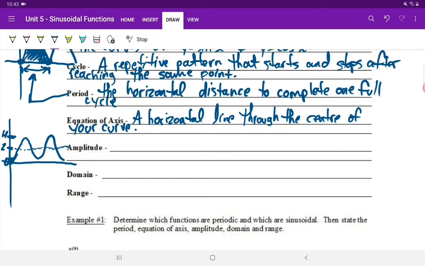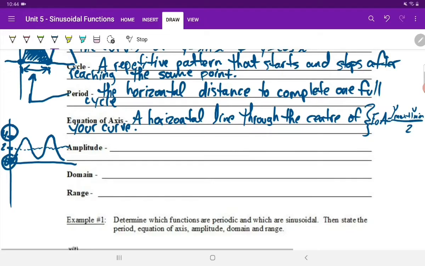So the formula for it, I'm just going to write it over here. The equation of axis is equal to y max plus y min, divided by 2. So in this case, you would take your 0 plus 4, your y minimum plus your y maximum, divided by 2. And that's your formula for the equation of axis, the location of where to draw it.